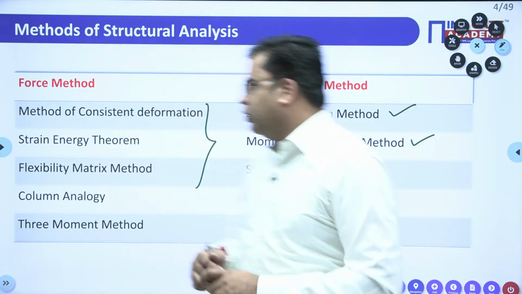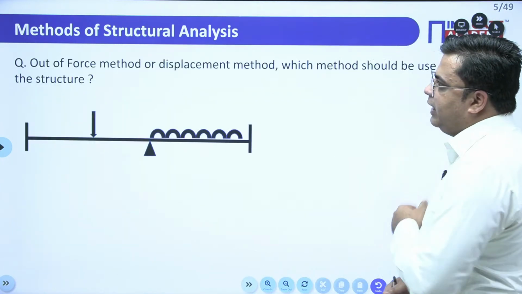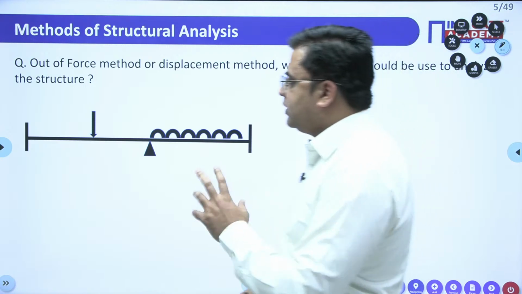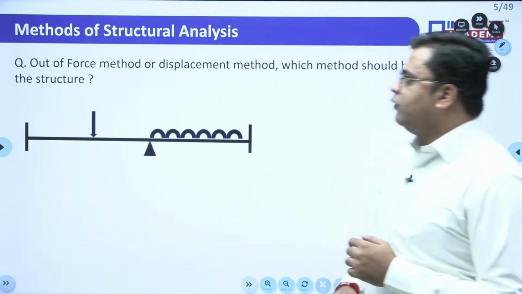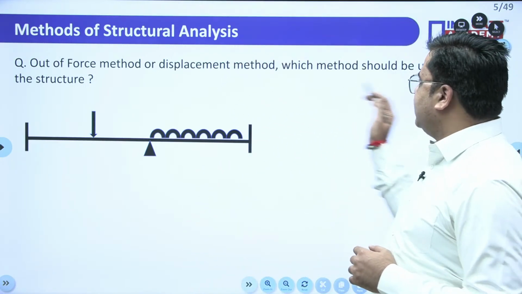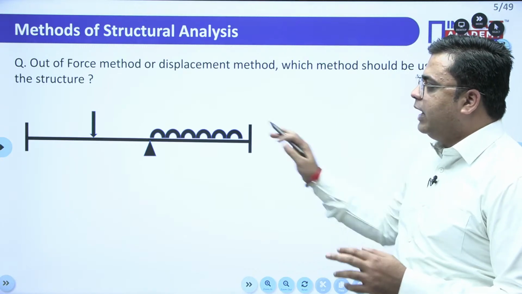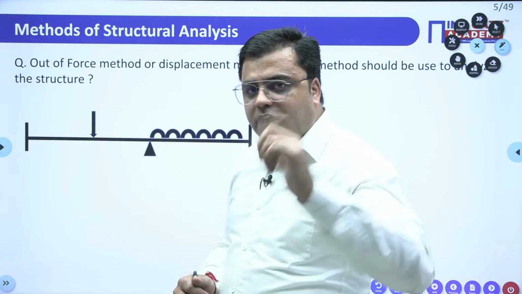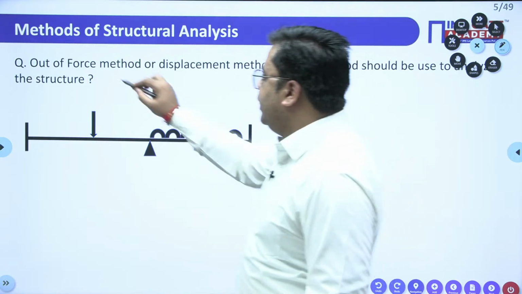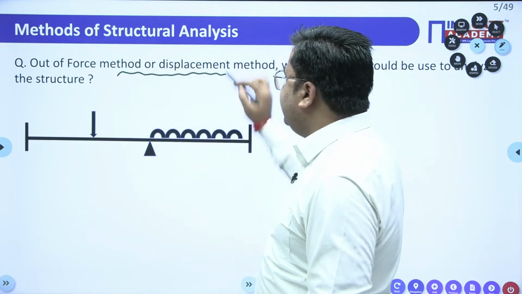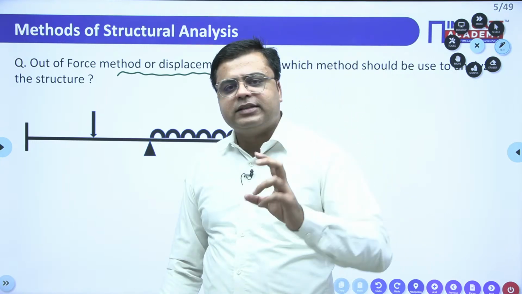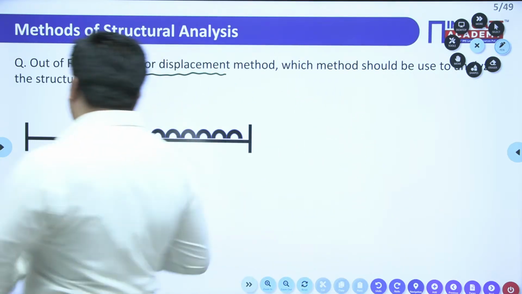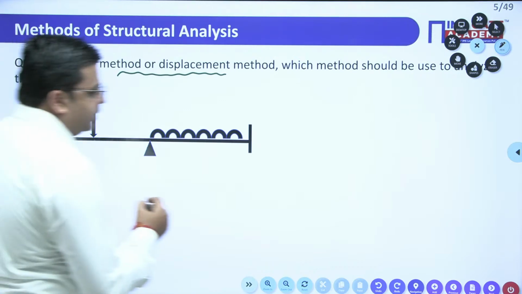Okay. So moving on with our first method for analyzing the structure. First, see this question. Out of the force method or displacement method, which method should be used to analyze this beam? Okay, quickly tell me the answer. In order to decide which method to be used, you need to calculate the ds and dk. ds is the degree of static indeterminacy. So quickly calculate the degree of static indeterminacy for this beam.